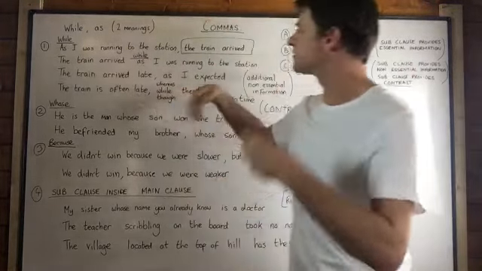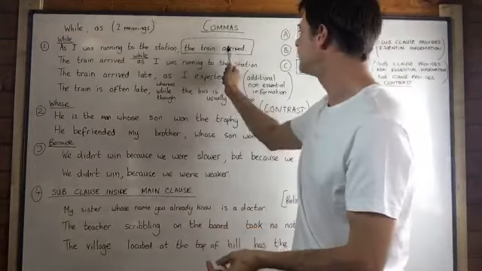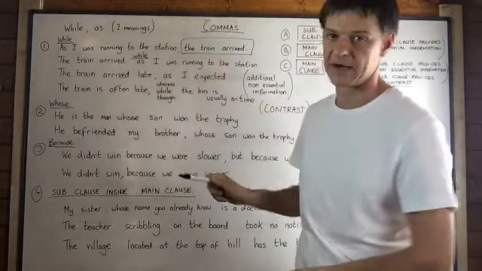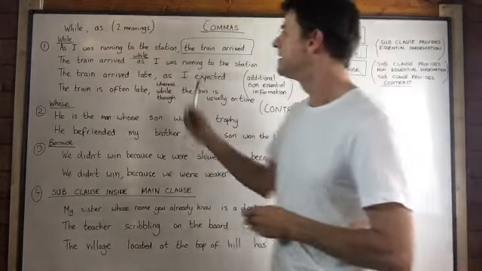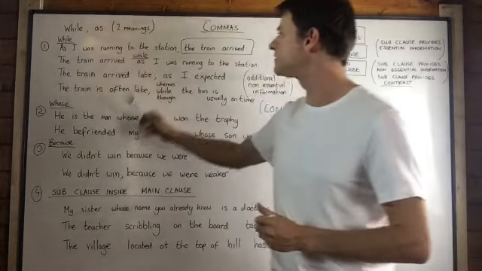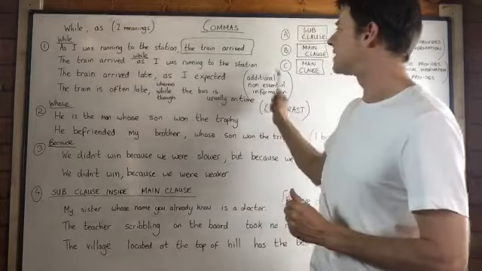As I was running to the station is the subordinate clause. This is the main clause. We need a comma. Okay, that much is clear. I hope that number 1 is very clear to everybody. But we could also say the train arrived as or while I was running to the station.